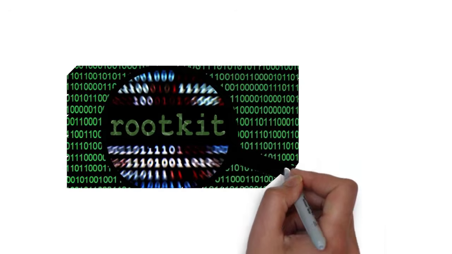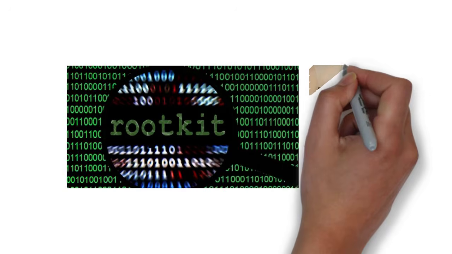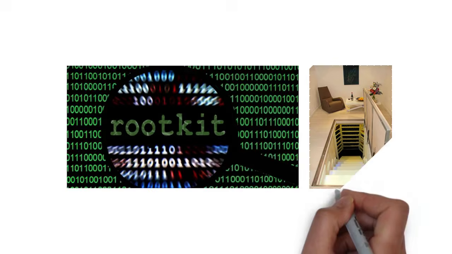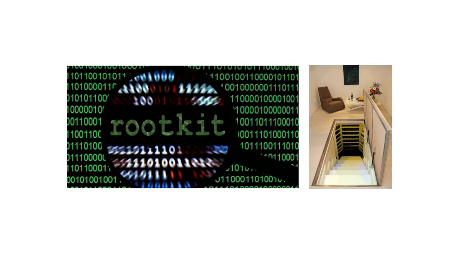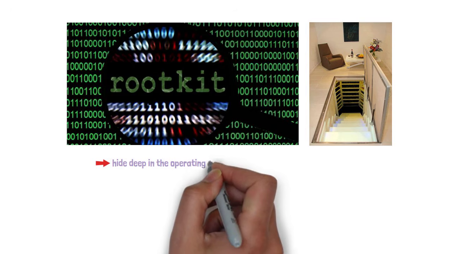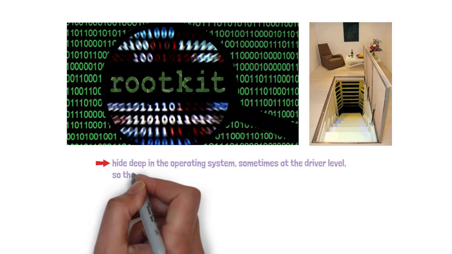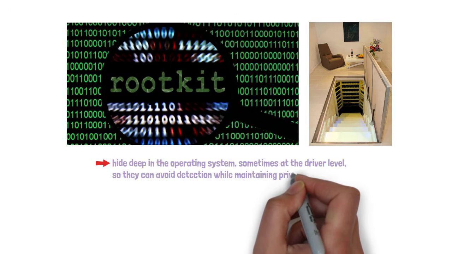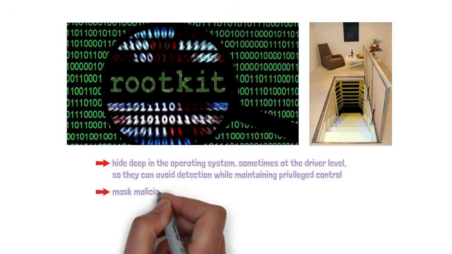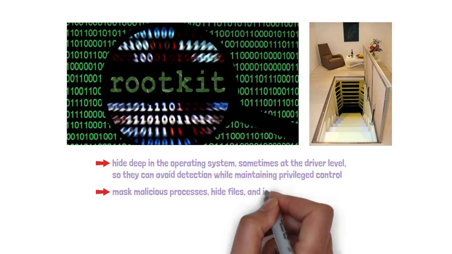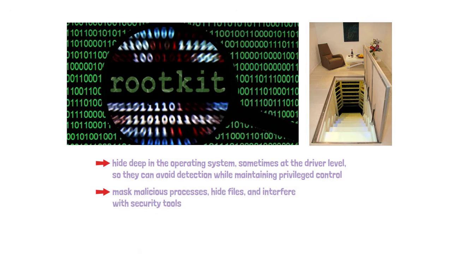Now we move to malware designed to be invisible. A rootkit is built for stealth and persistence. Think of it like someone building a hidden room inside your own house. Everything looks normal, but they still have access. Rootkits hide deep in the operating system, sometimes at the driver level, so they can avoid detection while maintaining privileged control. They can mask malicious processes, hide files, and interfere with security tools. The idea is not just damage. It is staying hidden while controlling the system. A rootkit is one machine under hidden control.